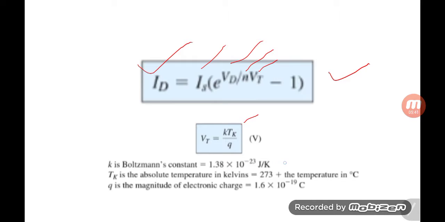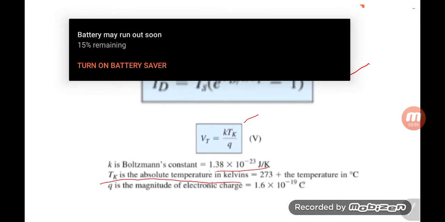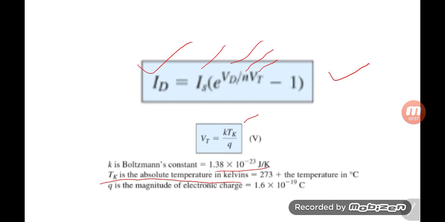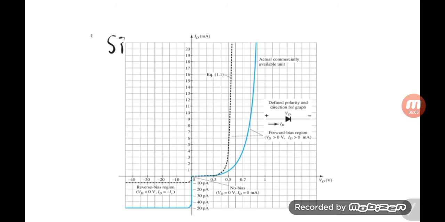k is the Boltzmann constant, which is equal to 1.38 times 10 to the power minus 23 joule per kelvin, and T is the absolute temperature in kelvins, which can be calculated by adding 273 to the temperature in degrees Celsius. q is the magnitude of electronic charge, which is 1.6 times 10 to the power minus 19 coulomb.